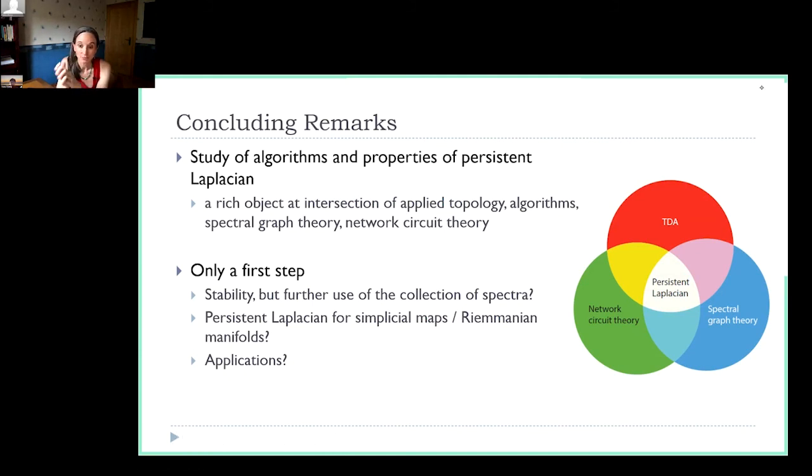Are there any questions? Are there any questions for Yusu? Or you can leave a question in the chat, or do you have any questions? So maybe I can ask, was there a particular application that motivated you with starting to think about persistent Laplacians?